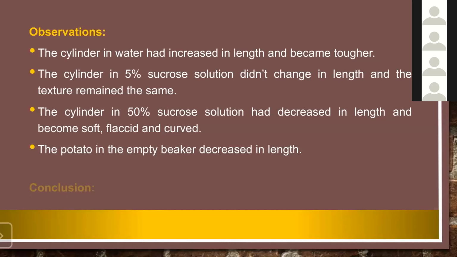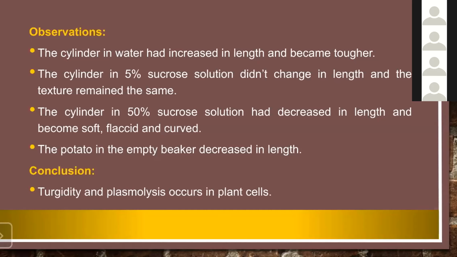Conclusion? Finish with it. Conclusion: turgidity and plasmolysis occur in plant cells. Thank you so much. So that marks the end to that particular question that I was talking about, where we're supposed to describe. Please remember the title or the purpose. You remember the materials that you need. You remember the procedure. You remember the observations. And finally, you should be able to remember the conclusion. That's how you should be responding to it.